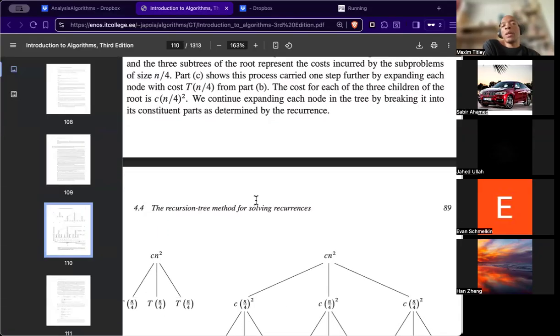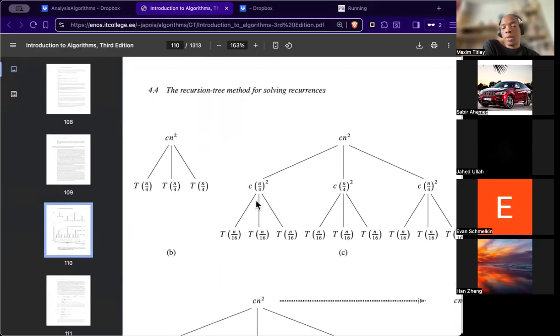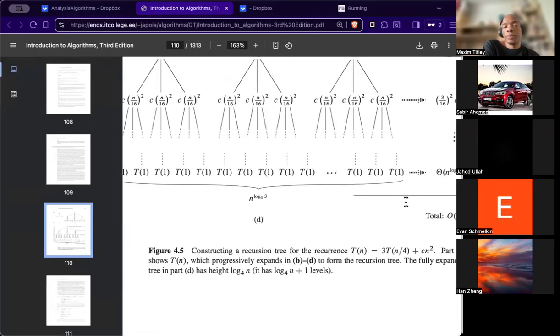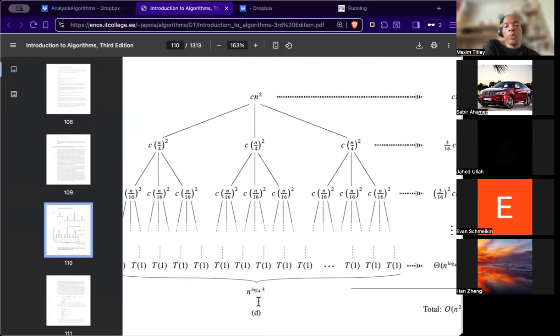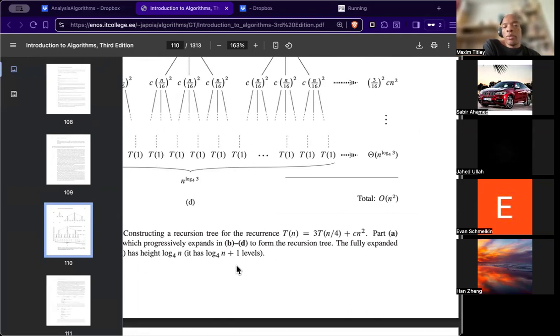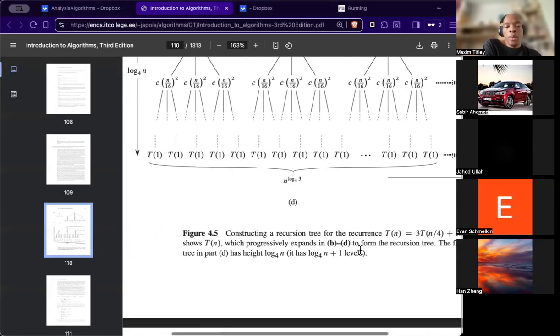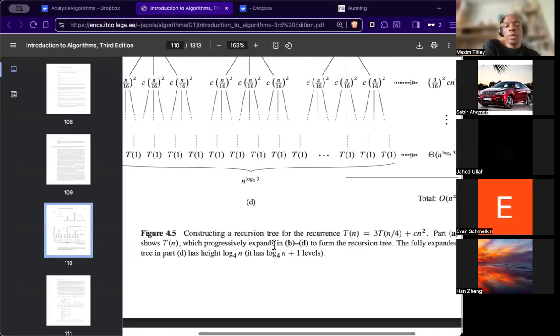All right. So we continue expanding each node in the tree by breaking it into its constituent parts as determined by the recurrence. So once again, this is C. And then finally, we're going to get to that part where at D, we're finally breaking it down all the way. So now constructing a recursion tree for the recurrence, T of n equals 3T of n over 4 plus c of n, or c times n squared. Part A shows T of n, which progressively expands into B through D to form the recursion tree. The fully expanded tree in part D has a height of log base 4 of n. It has log base 4 of n plus 1 levels.